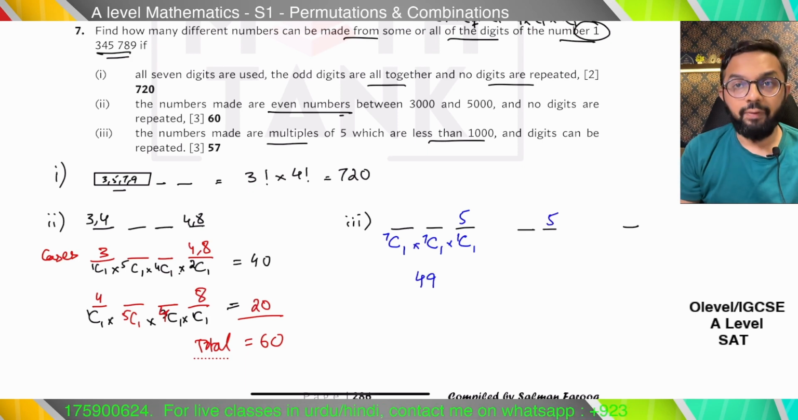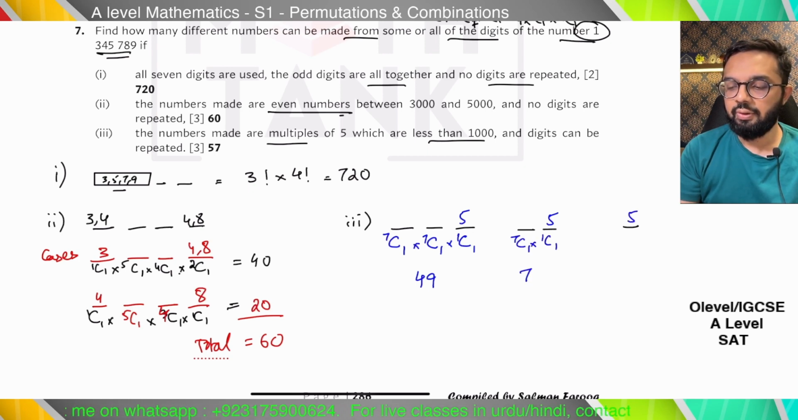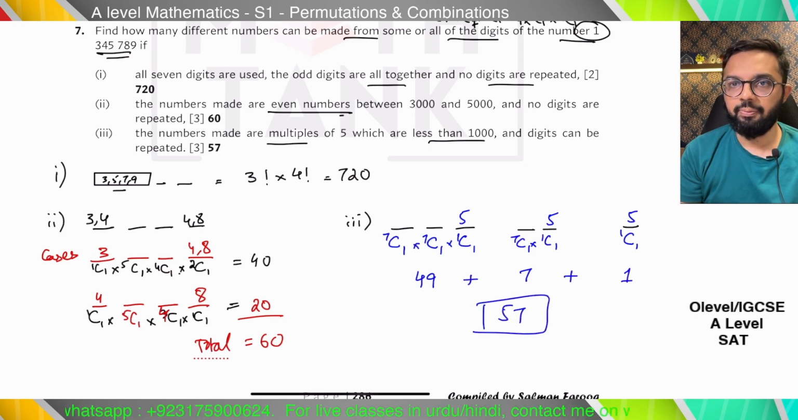This one should also end in 5. And how many choices? 1C1 into 7C1. So that's 7 choices. So that's 1C1 choice. So 3-digit, 2-digit, and 1-digit numbers. How many in total? I have a total of 57 numbers.